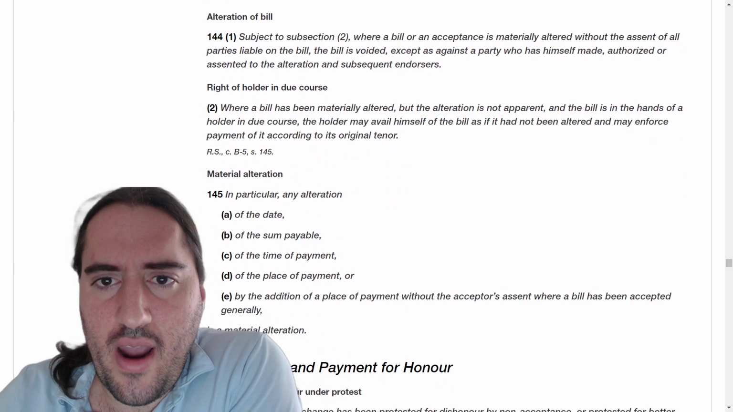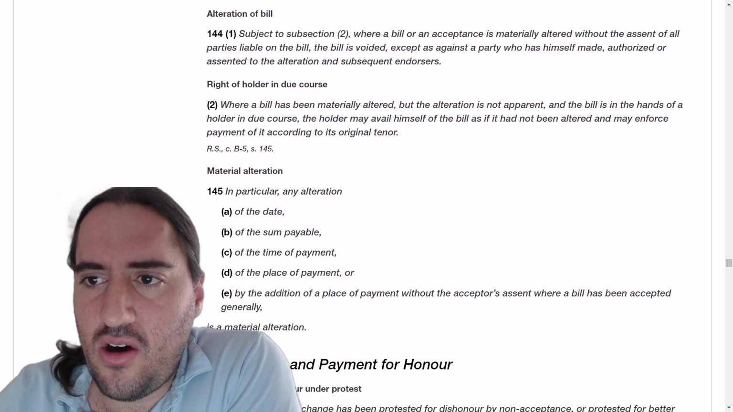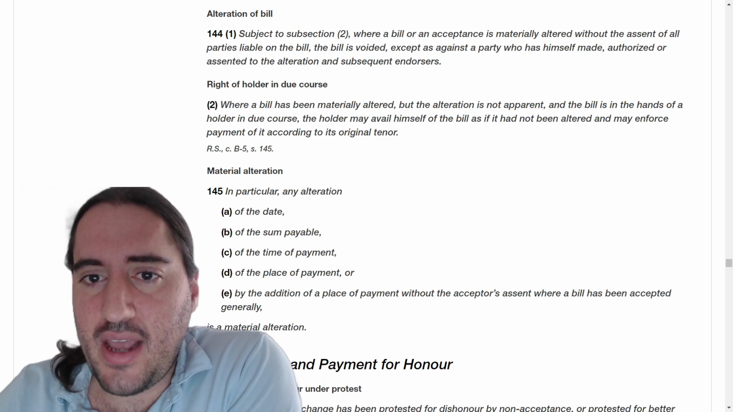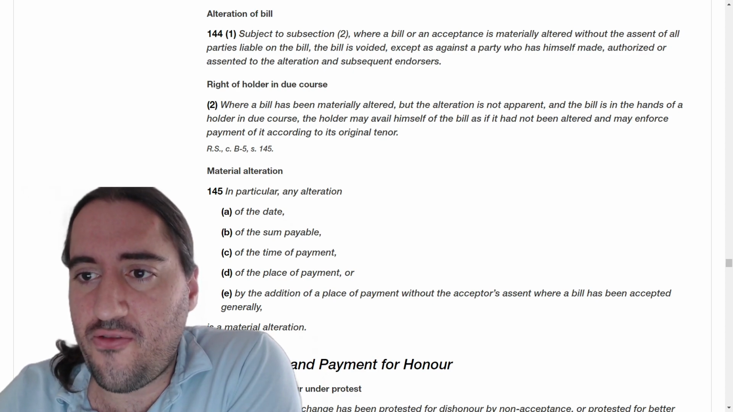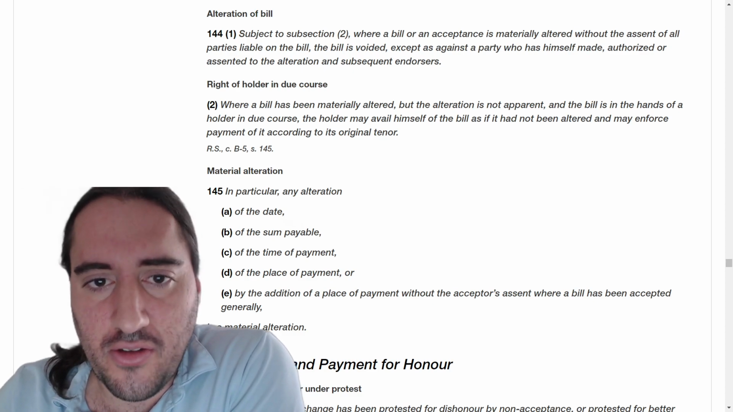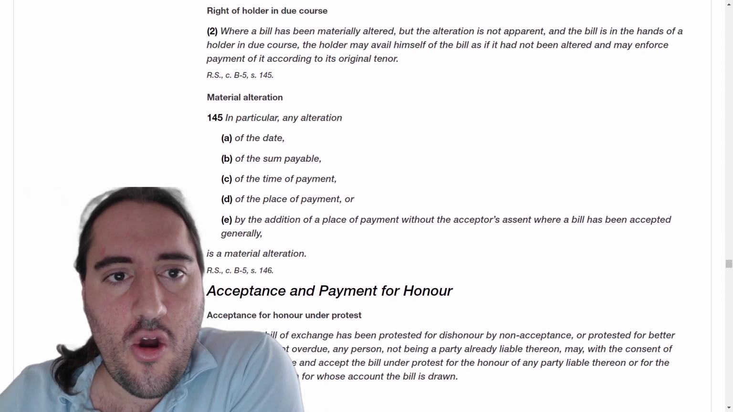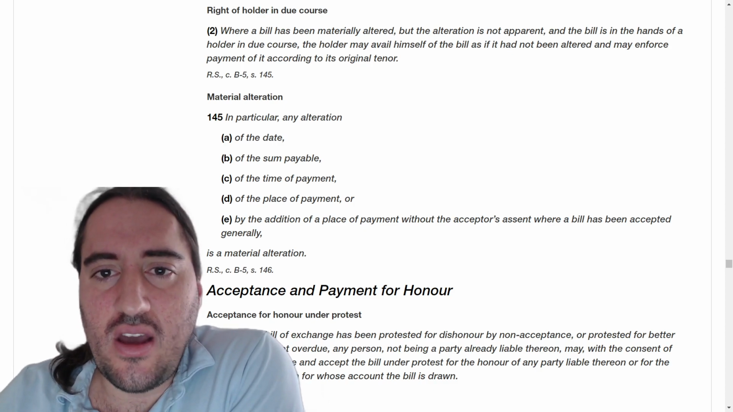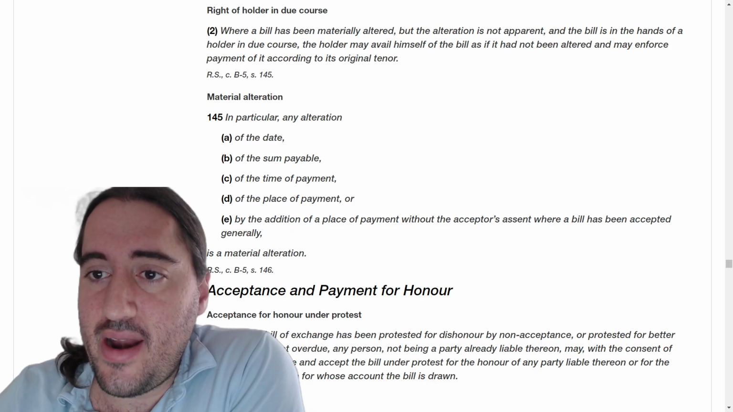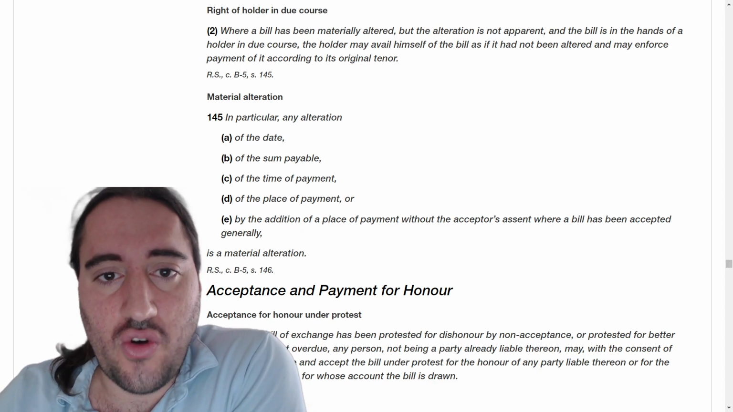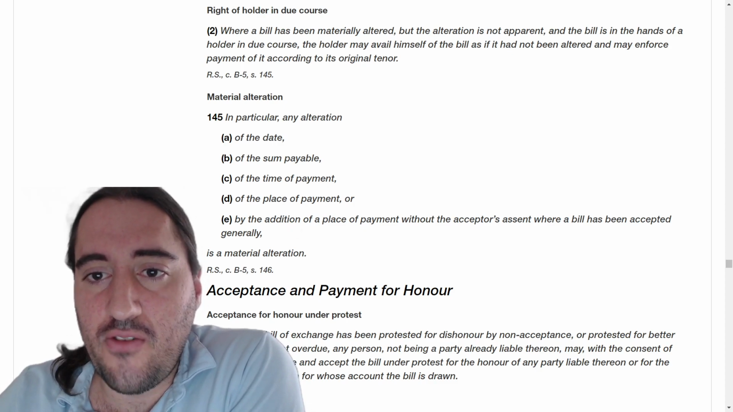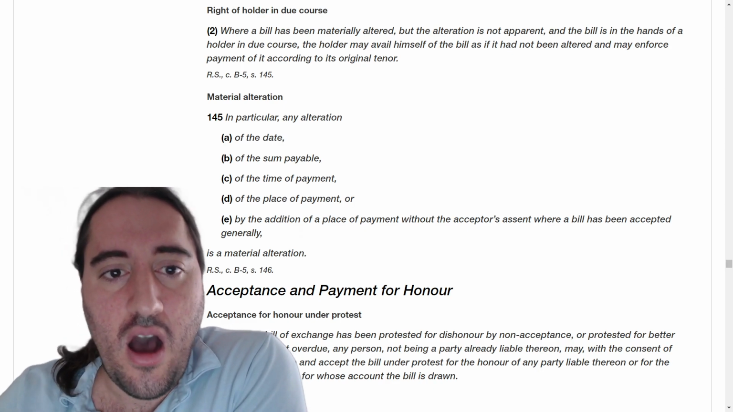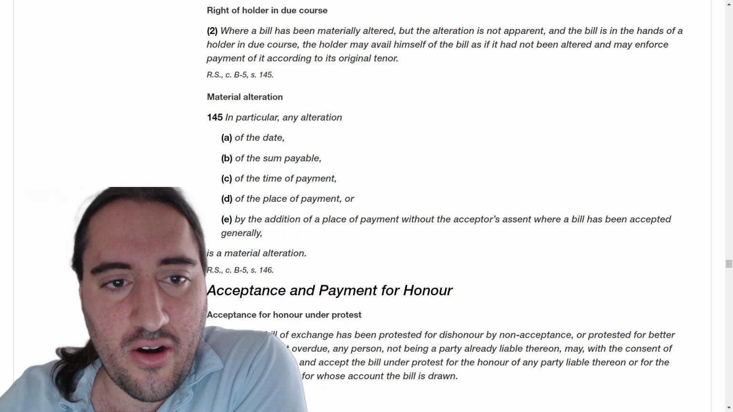Subject to subsection 2, where a bill or an acceptance is materially altered without the assent of all parties liable on the bill, the bill is voided, except as against a party who has himself made, authorized, or assented to the alteration and subsequent endorsers. Right of holder in due course. Where a bill has been materially altered, but the alteration is not apparent, and the bill is in the hands of a holder in due course, the holder may avail himself of the bill as if it had not been altered and may enforce payment of it according to its original tenor.